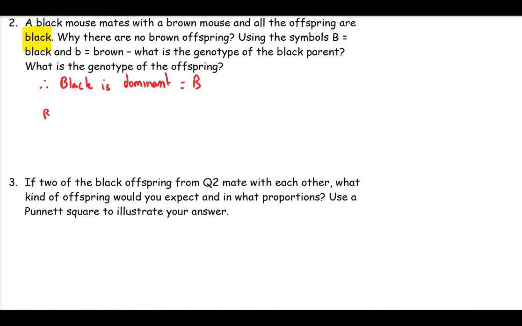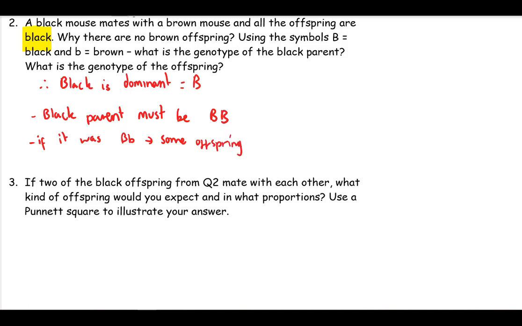Using the symbols big B equals black and little b equals brown, what is the genotype of the black parent? Well, the black parent must be big B, big B. And that's because if it was big B, little b, you would have some offspring which would be brown.